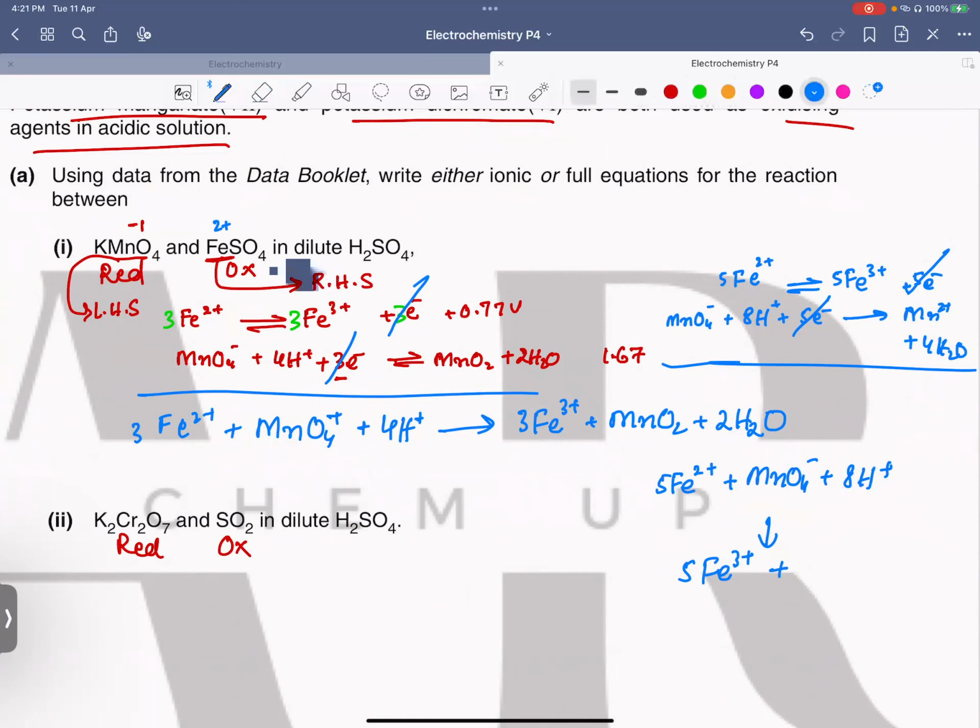Sorry, plus 4H2O and Mn2 positive. So these are the equations. Is this understandable? If anybody has any doubt or any confusion, kindly ask.